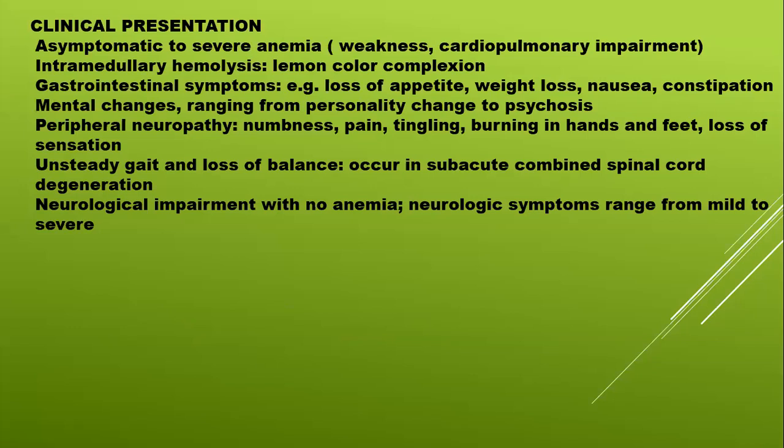Peripheral neuropathy: numbness, pain, tingling, burning in the hands and feet, loss of sensation. Unsteady gait and loss of balance occur in subacute combined spinal cord degeneration in the later stages. Neurological impairment can occur with no anemia. Neurological symptoms range from mild to severe.